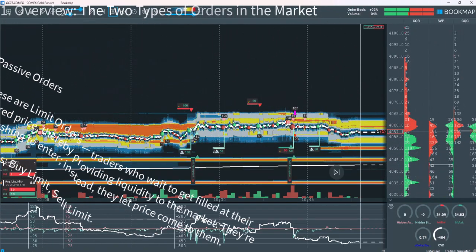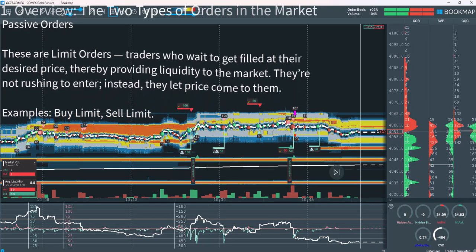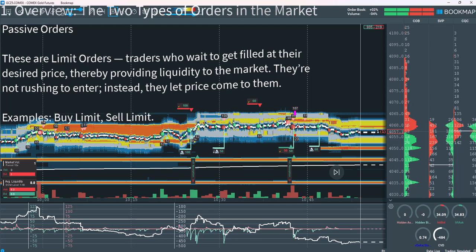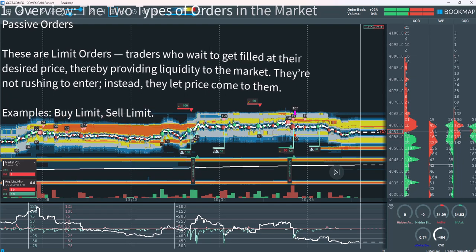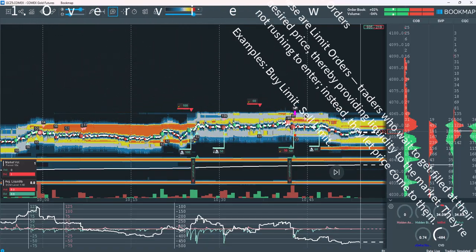Passive orders. These are limit orders, traders who wait to get filled at their desired price, thereby providing liquidity to the market. They're not rushing to enter, instead they let price come to them. Examples: buy limit, sell limit.